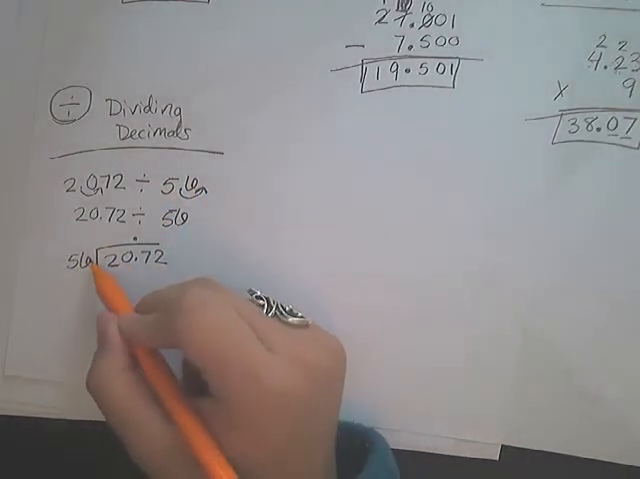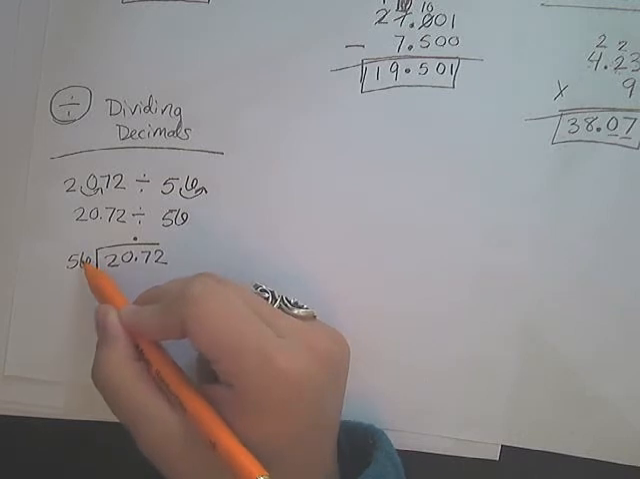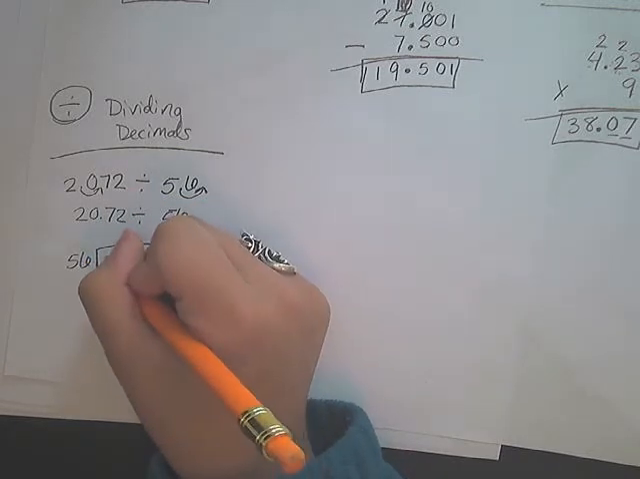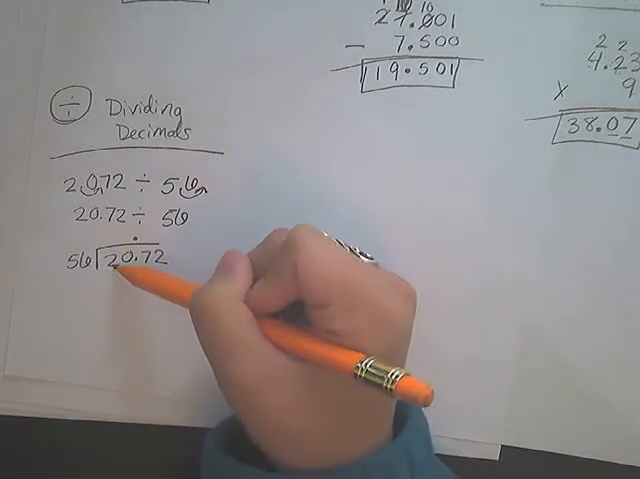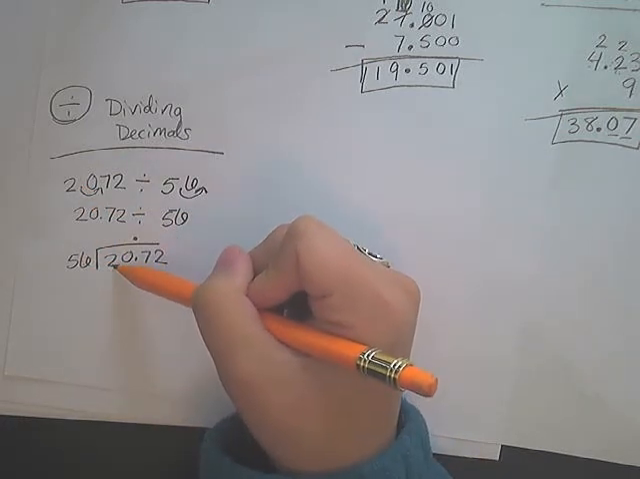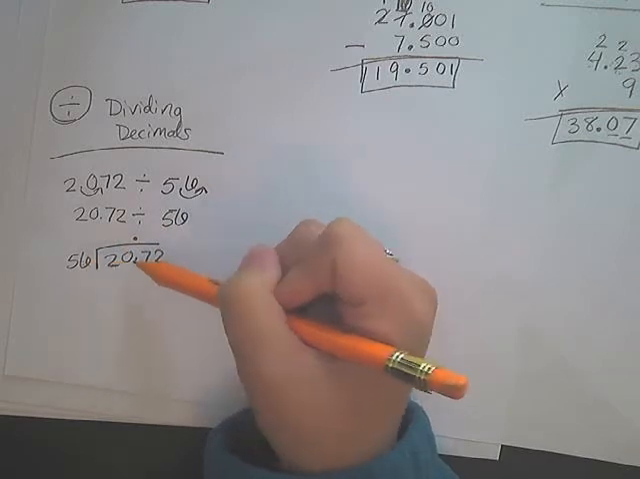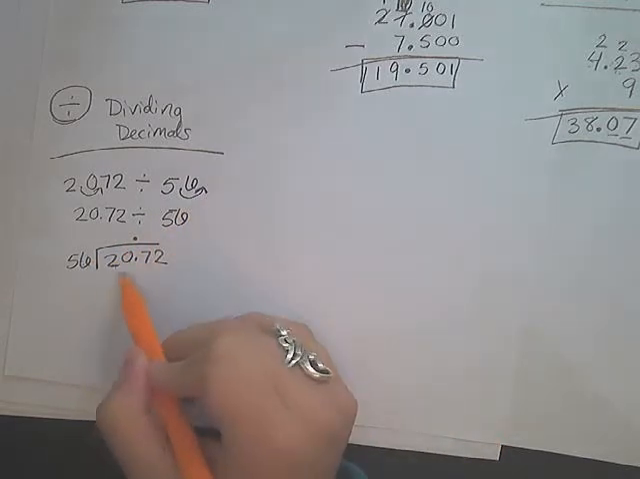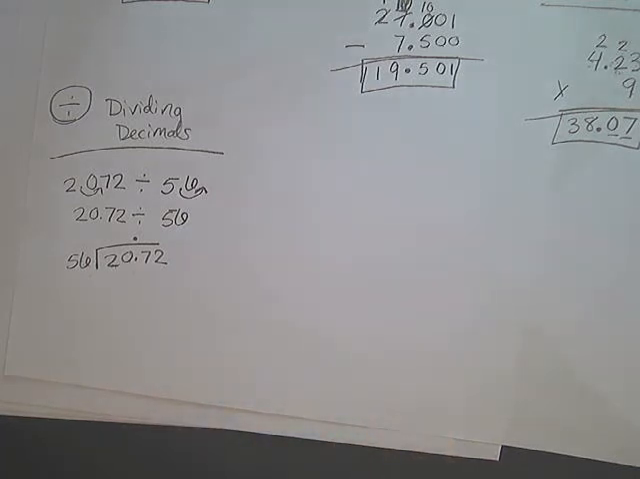So we're looking at 56. Remember, when you're dividing, you're trying to see how many times you can get this number into this number. Well, you got to start with the first number. Can you put 56 into 2? No, you cannot. Can you put 56 into 20? No. Can you put 56 into 207? Yes, you can.